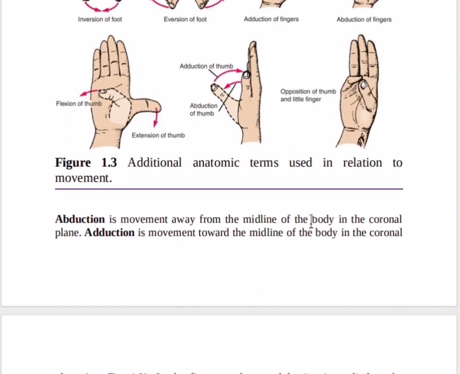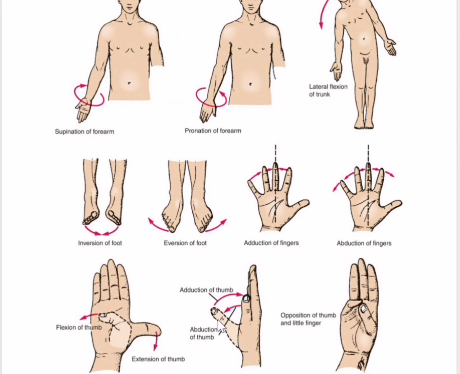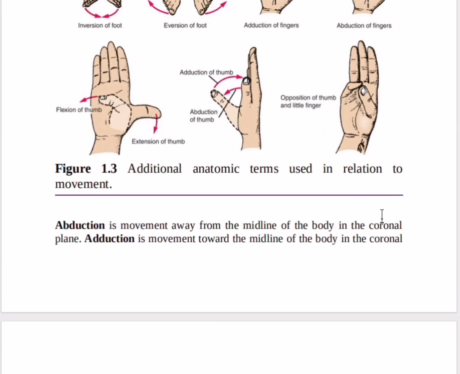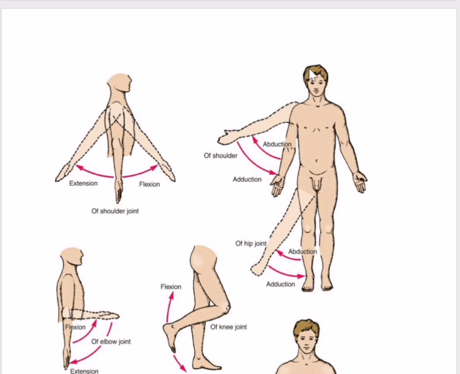Then we have another pair of movement terms called abduction and adduction. Abduction is a movement away from the midline in the coronal plane. Let me show you abduction. Here, this is the coronal plane, forward and backward separate. Moving away from the midline is called abduction. For example, you're being abducted by an alien, you move away. Then adduction, you are coming back, you are adding to the weight of your body.